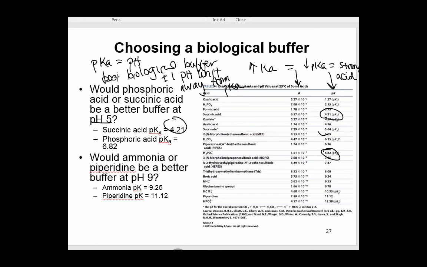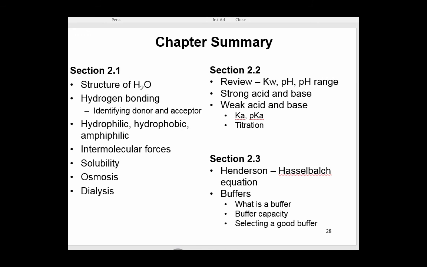All right, what about ammonia? Would ammonia or piperidine be a better biological buffer at pH 9? Well, we look at the table and we see that ammonia has a pKa of 9.25 and piperidine has a pKa value of 11.12. And so we would be able to say that ammonia is a better biological buffer at pH 9 because its pKa is closer to the pH of the solution that we desire. Okay, and there are some questions on this on the old tests, quizzes, and Sapling homework as well. Okay, so with that, we are done with chapter 2.